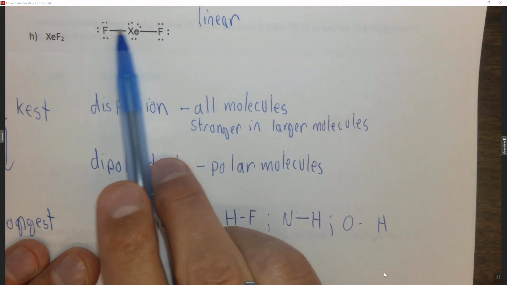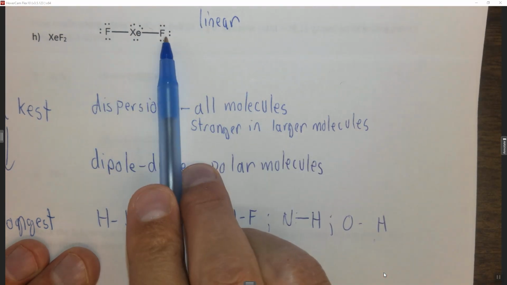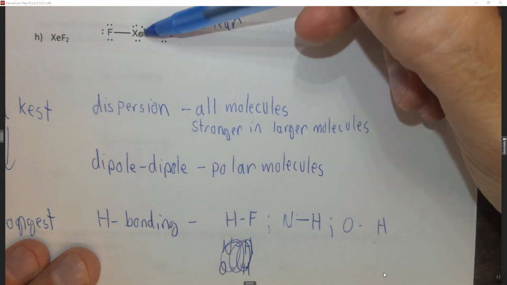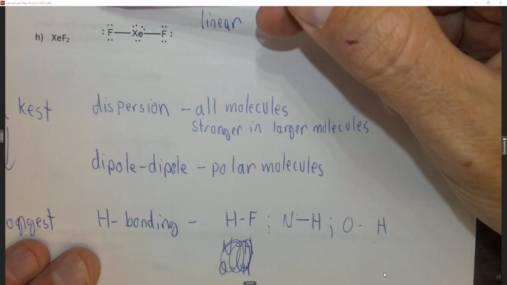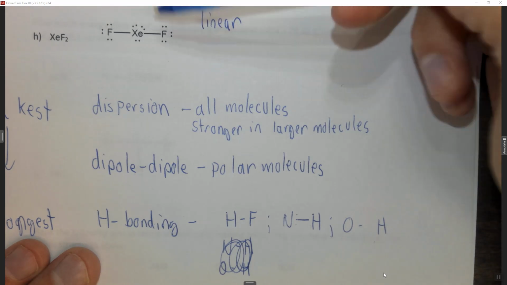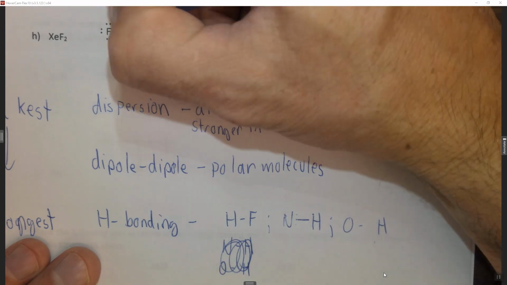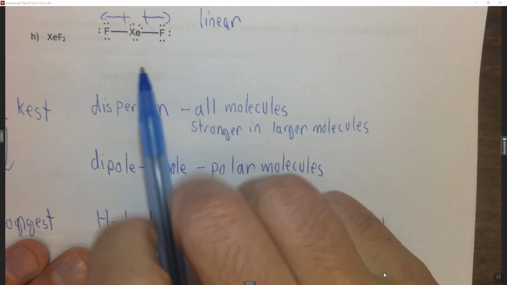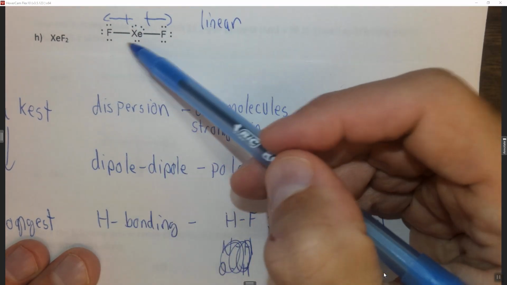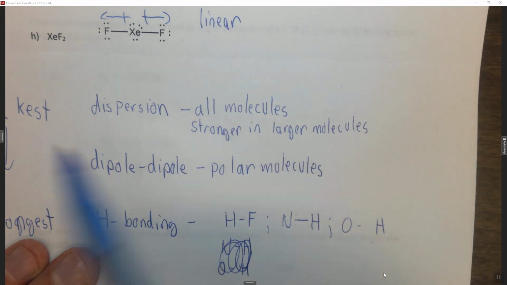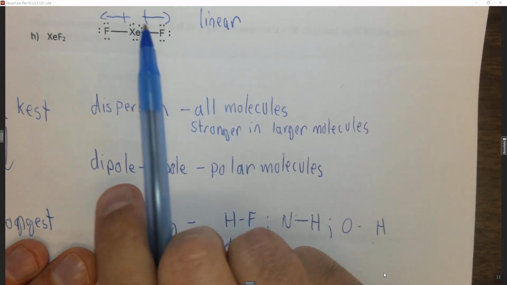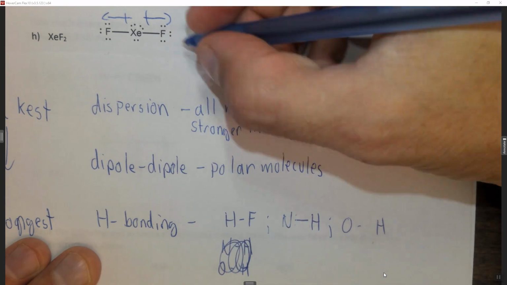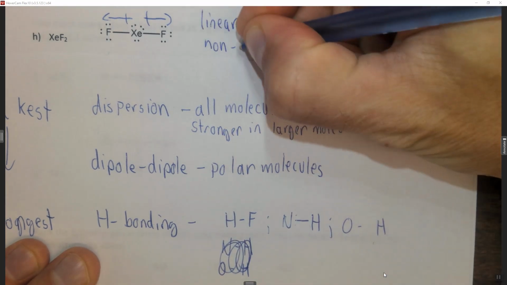Said another way, this F and this F are directly opposite of each other. So this F is more electronegative than this Xe, so it's pulling electron density in this direction. But so is this F. So this F is pulling it in this direction. And what you end up with is these cancel out by vector addition. So this one's pulling with the same force in this direction, and this one's pulling with the same force in exactly the opposite direction. So essentially, this F is pulling against this F. At the end of the day, this is non-polar.